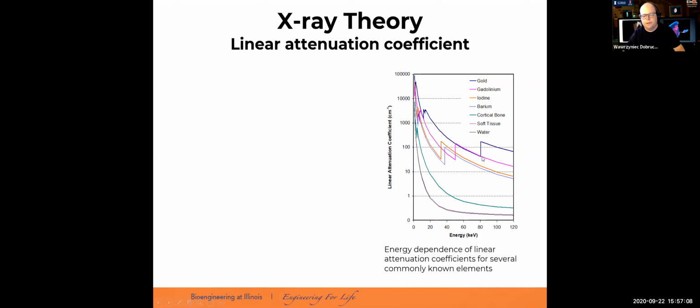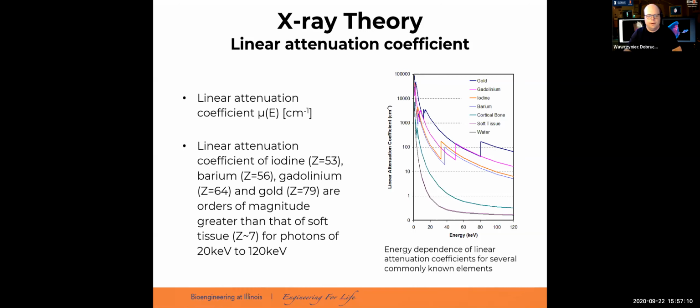This is associated with the so-called K-edge process. And this linear attenuation coefficient, shown over here in the graph, is orders of magnitude greater than the soft tissue for the photons of 20 to 120 kiloelectronvolts.